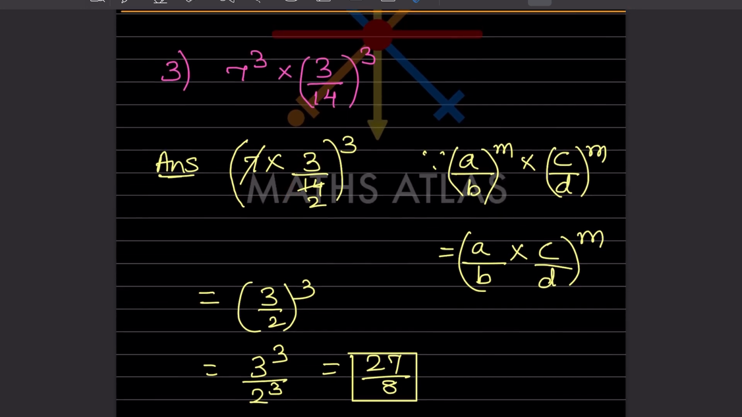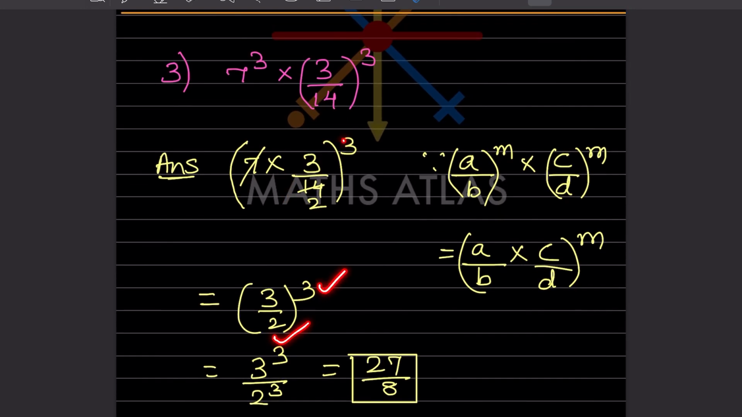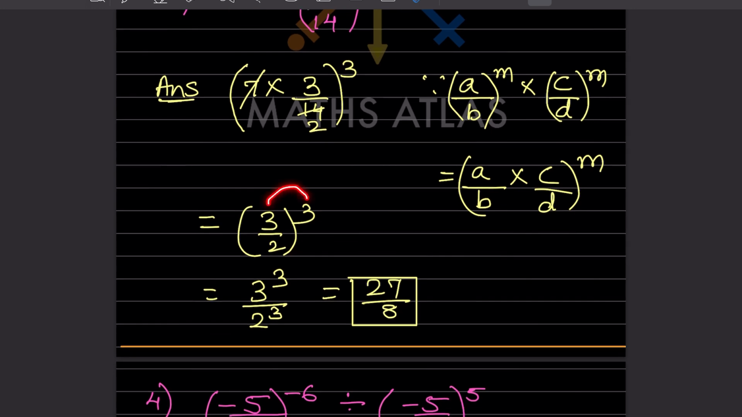This is what I wrote here, 3 by 2, and the exponent is 3. So that says that this is 3 raised to 3 and 2 raised to 3. Whenever you multiply, 3 means 3 into 3 into 3, that is 27 by 8.